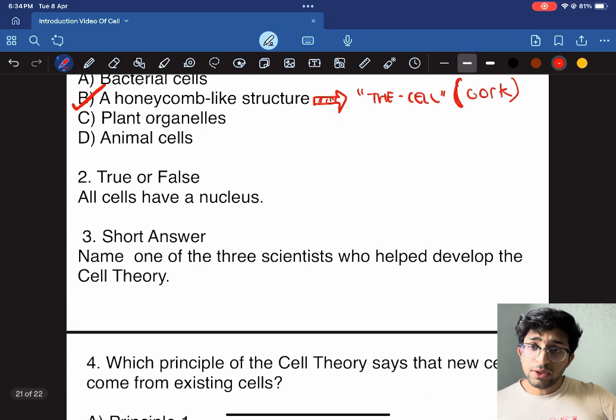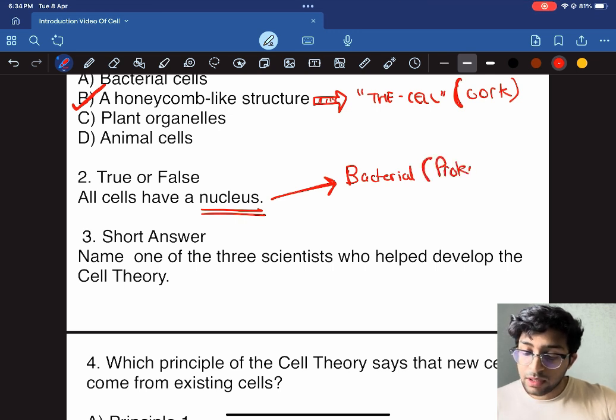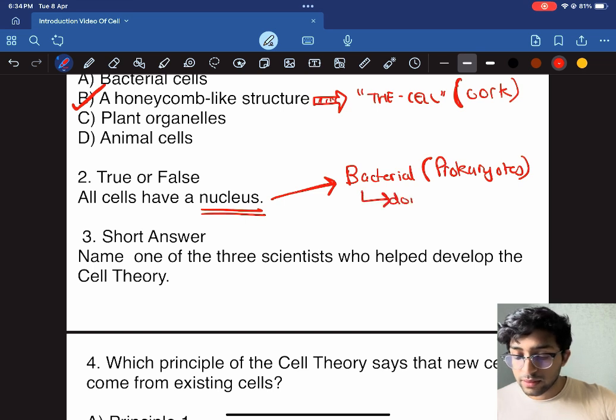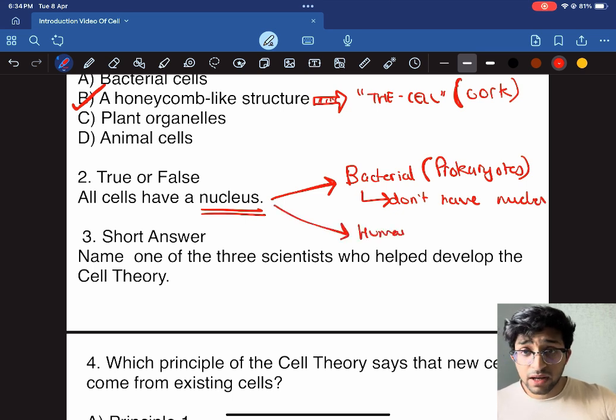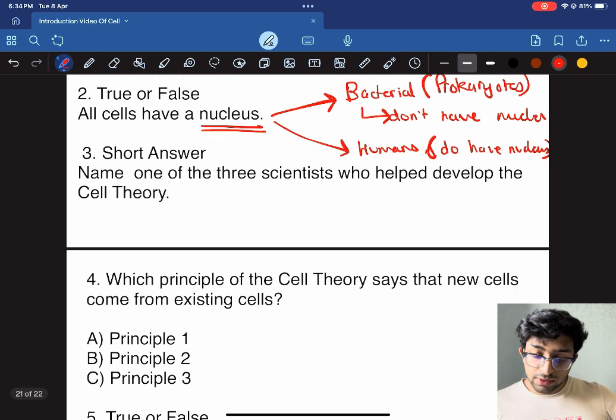Second, all cells have a nucleus. Is it true? No. Why? Because bacterial cells are prokaryotes and they don't have a nucleus. So in us, humans, animals, plants, we do have a nucleus, right?